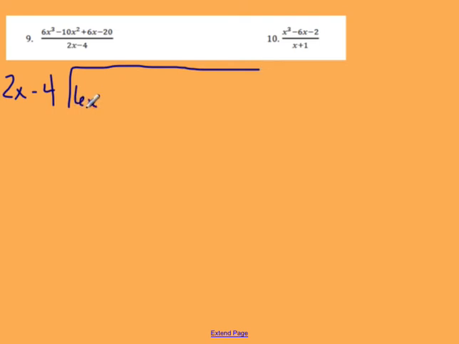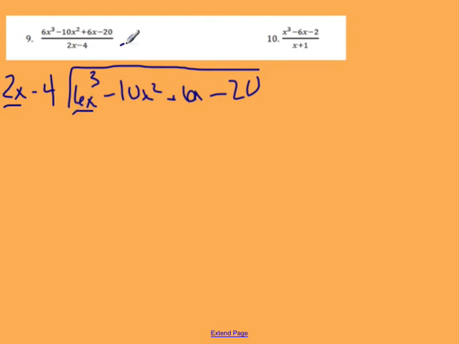So I have 6x, oh no, wait. There is an x cubed. Never mind. I thought that was a 4. So I have 6x cubed minus 10x squared plus 6x minus 20. So our exponents go in descending order, so we're good to go. So now I need to figure out what I need to multiply 2 by to get to 6.